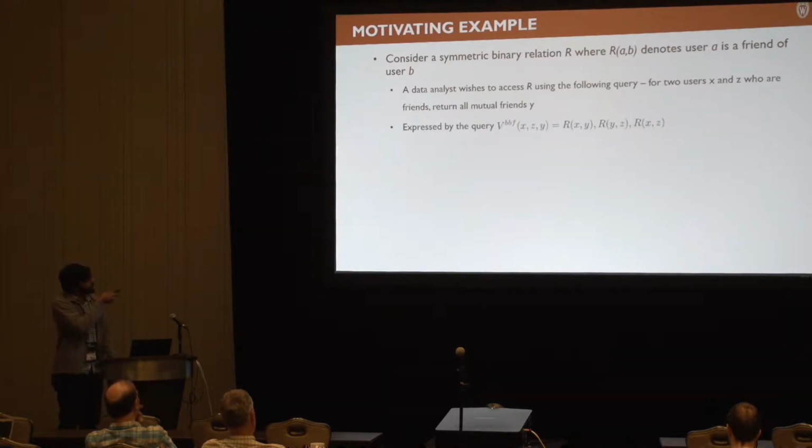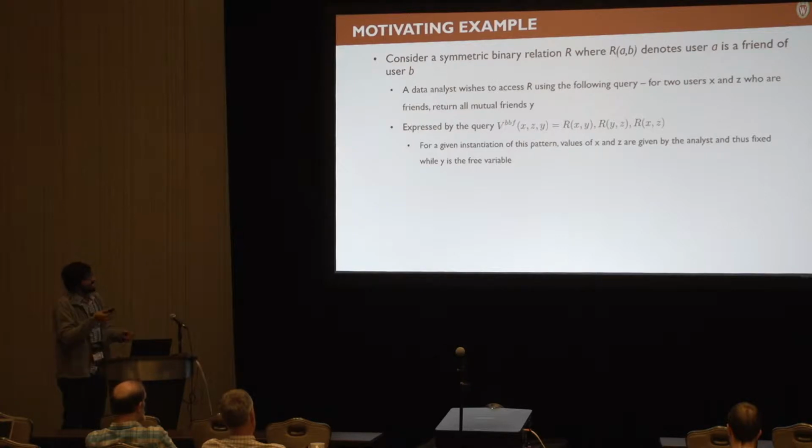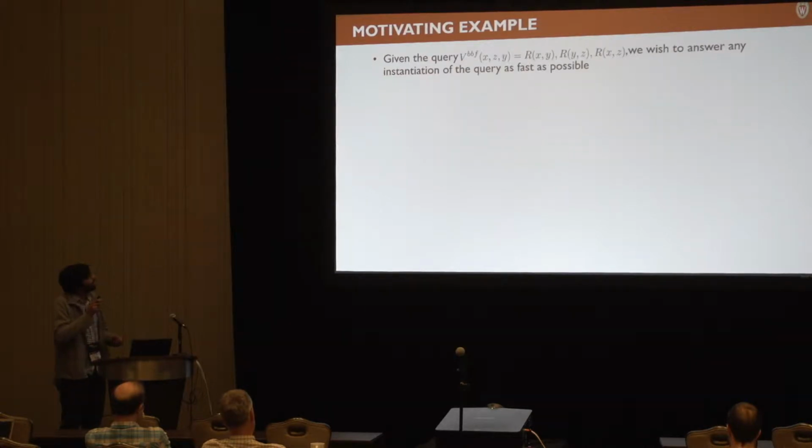This can be expressed by the following query, and as I mentioned, for any given instantiation of this access pattern, the values of X and Z are fixed by the user. And here Y is the free variable over which we are enumerating the output. In other words, X and Z here are the bound variables, and Y here is the free variable. Given this mutual friend query, our goal is to answer any instantiation of this query as fast as possible.